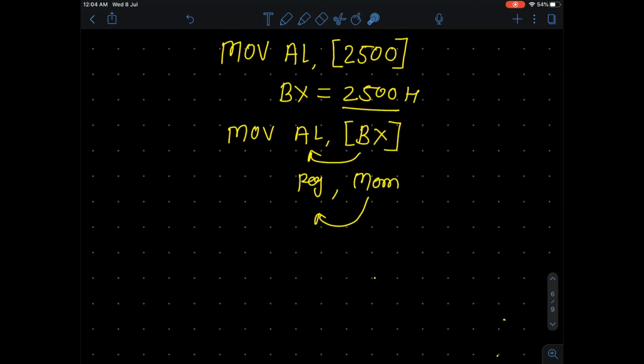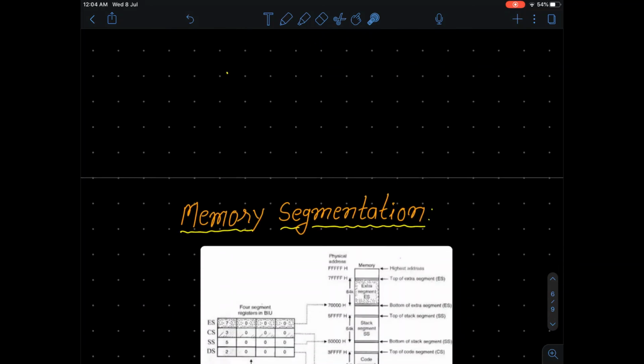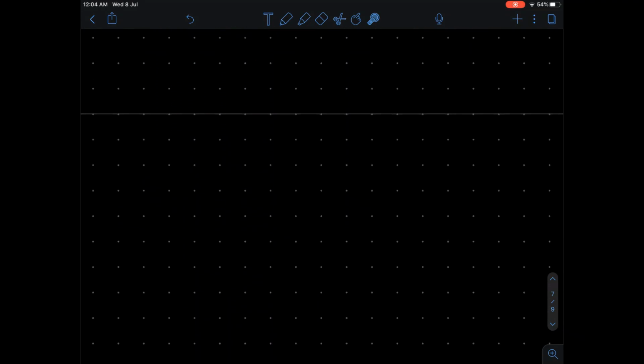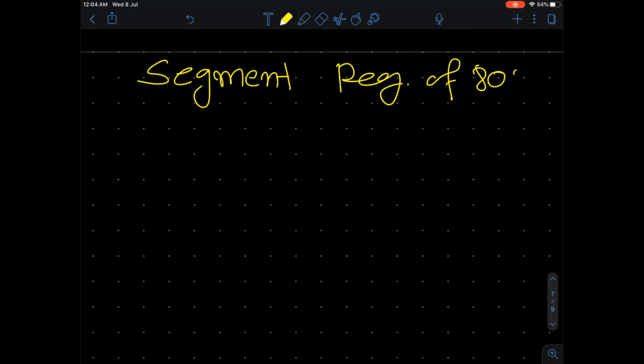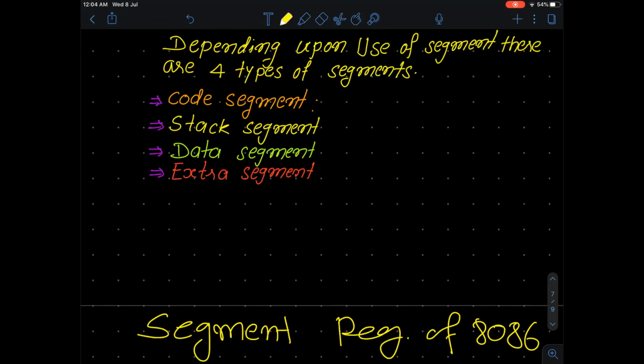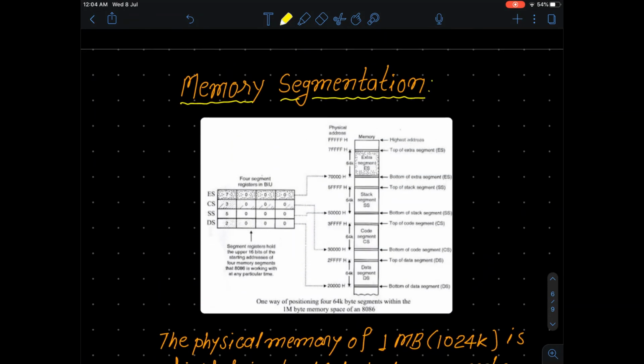Next we have to discuss the segment registers of 8086. In order to discuss the segment registers of 8086, we first need to discuss the concept of memory segmentation in 8086.